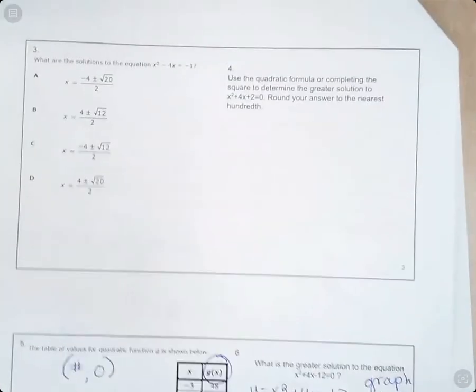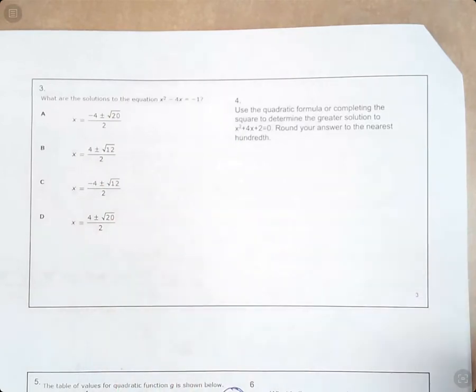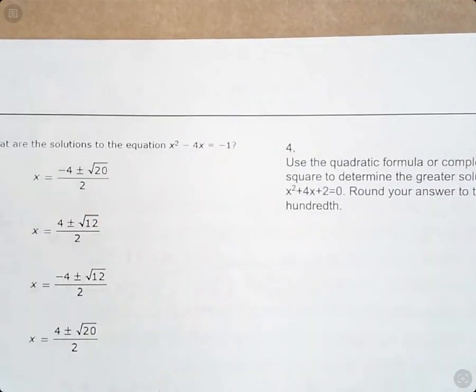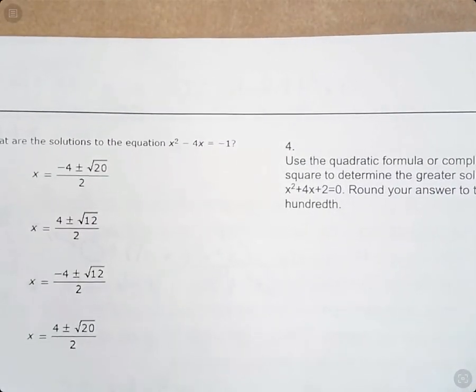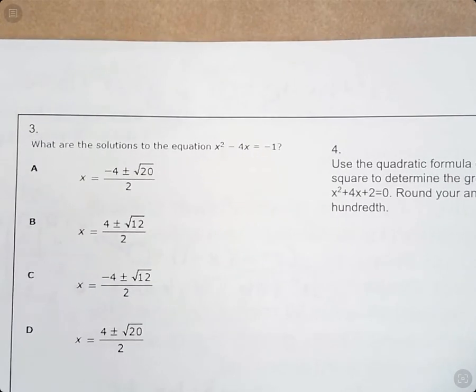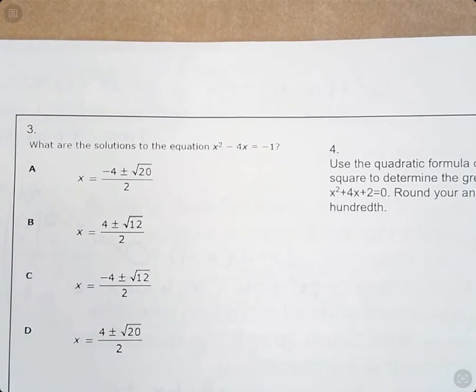So on number 3 on this packet, see how our answer choices are written in that form? That means we have to work this out by using the quadratic formula. What are the solutions to x squared minus 4x equals negative 1? But it's not in standard form, so we can't identify A, B, and C.